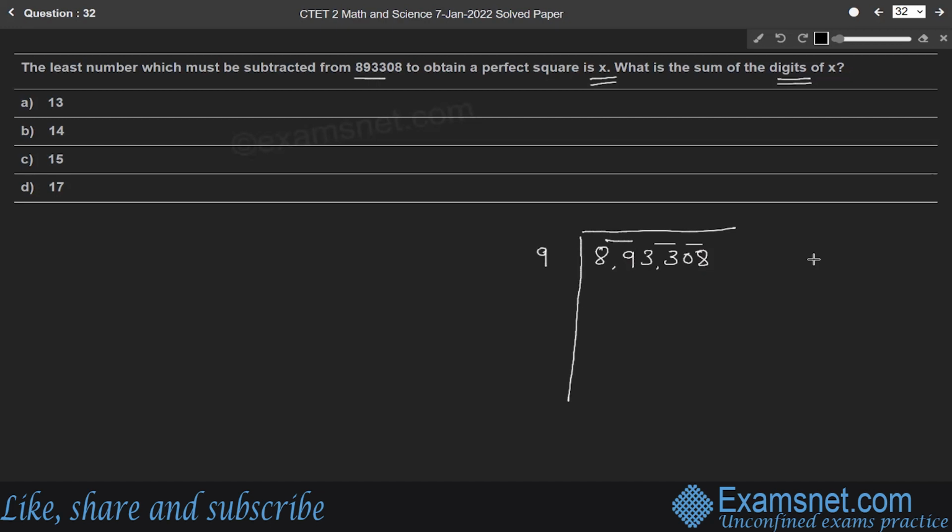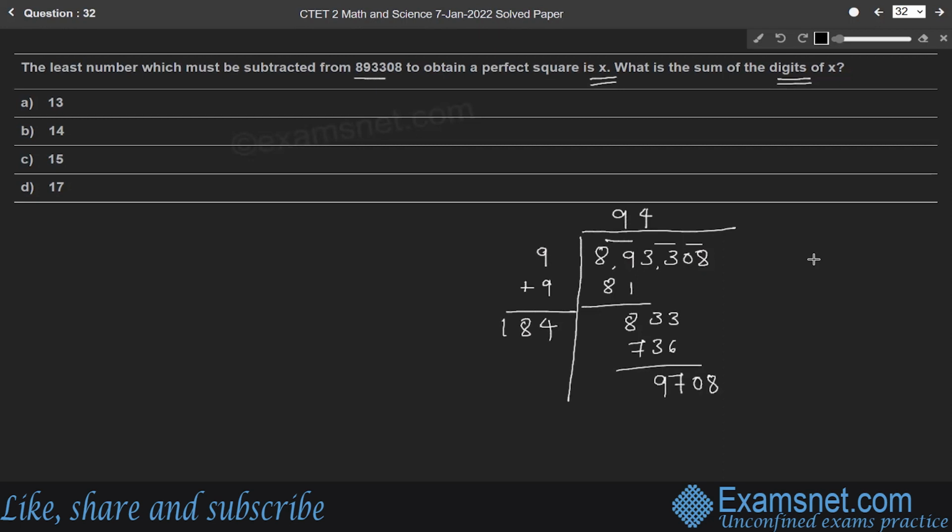Here 9 into 9 is 81. 8 is the remainder, so plus 9 is 18. Take 33 here next. So 184 into 4 is 736. Here 13 minus 6 is 7. So 97 is the remainder.